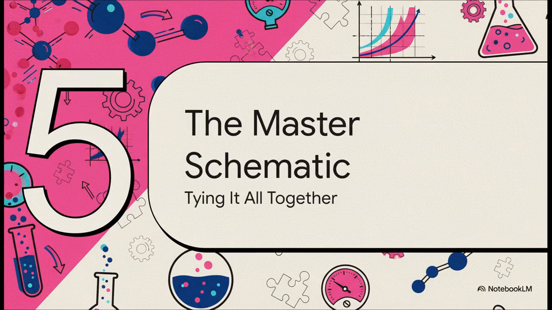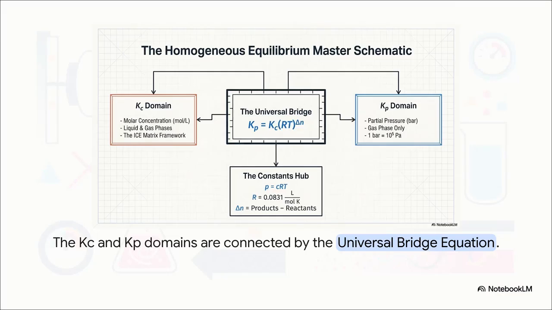We have covered a lot of ground, from the basic definitions all the way to some pretty complex calculations. So now it's time to zoom out and see how all these pieces fit together into one big picture. And this master schematic puts everything in its place. It's so cool. On one side, you've got the Kc domain, which operates in the language of concentration. On the other side, you have the Kp domain, which uses the language of pressure. In connecting them, that's our universal bridge, our master equation, the translator between the two worlds. And it's all supported by the constants hub, those fundamental values like R that make the whole system work.